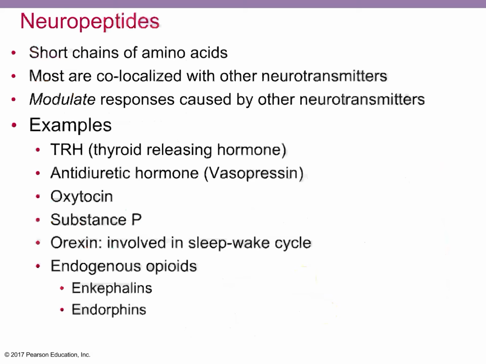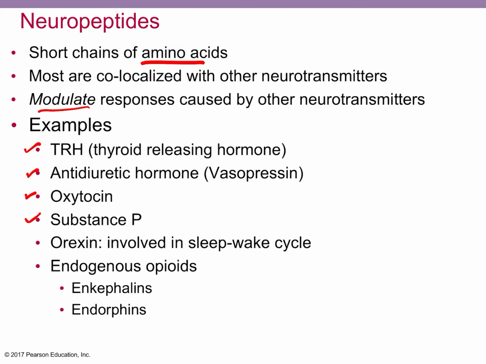All right, moving on to neuropeptides. So neuropeptides are short chains of amino acids. Most of them are co-localized with other neurotransmitters. That means that they are together with the other neurotransmitters, and these guys can modulate responses by other transmitters. So if you look through the list, some of these you may have learned before as hormones. And so classically, many of these are called hormones. So there's thyroid releasing hormone, there's antidiuretic hormone, there's oxytocin, which is in the hormone endocrine system.